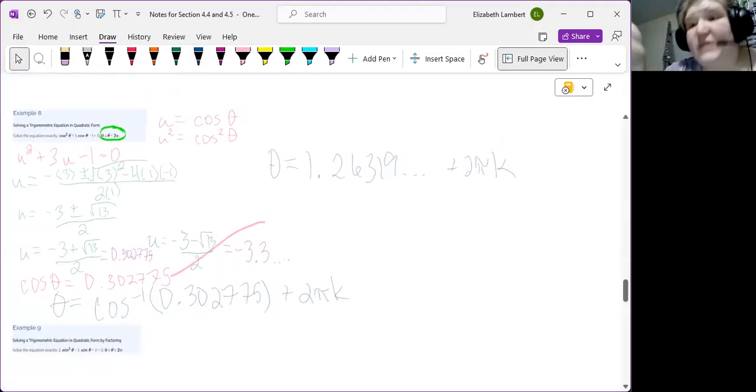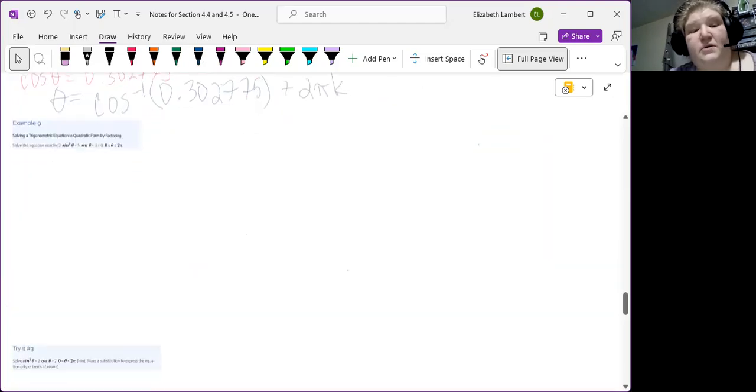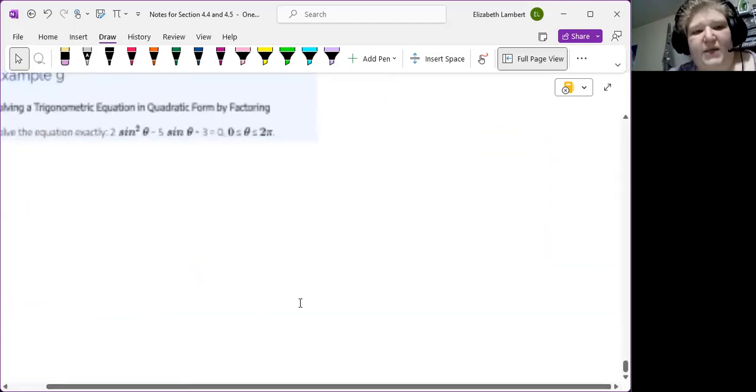So even with a typo, we can still solve the equation. I just really wish it wasn't the first quadratic in the list. That's why I think it's a typo. All right, so let's do one. I'm pretty sure this one actually will work.